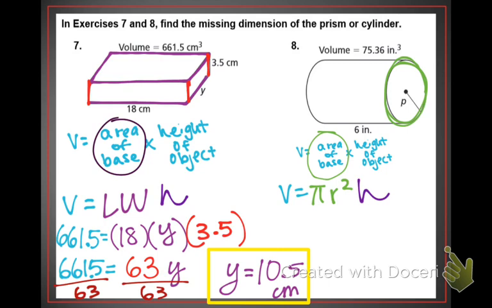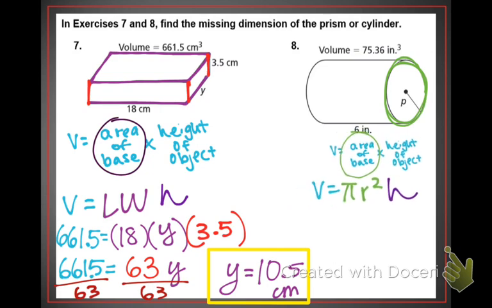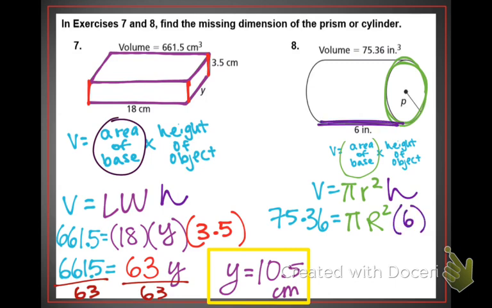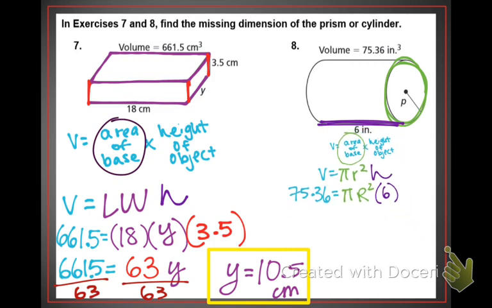Noah, what's the volume? 75.36. Be ready to answer all my questions. Hopefully you have a calculator out. Equals pi. Do we know the radius, Noah? Nope. So you can plug in the letter P like they have, or you can keep it in R. Do we know the height, Noah? We do. It's 6. Do you have a calculator out? Okay.